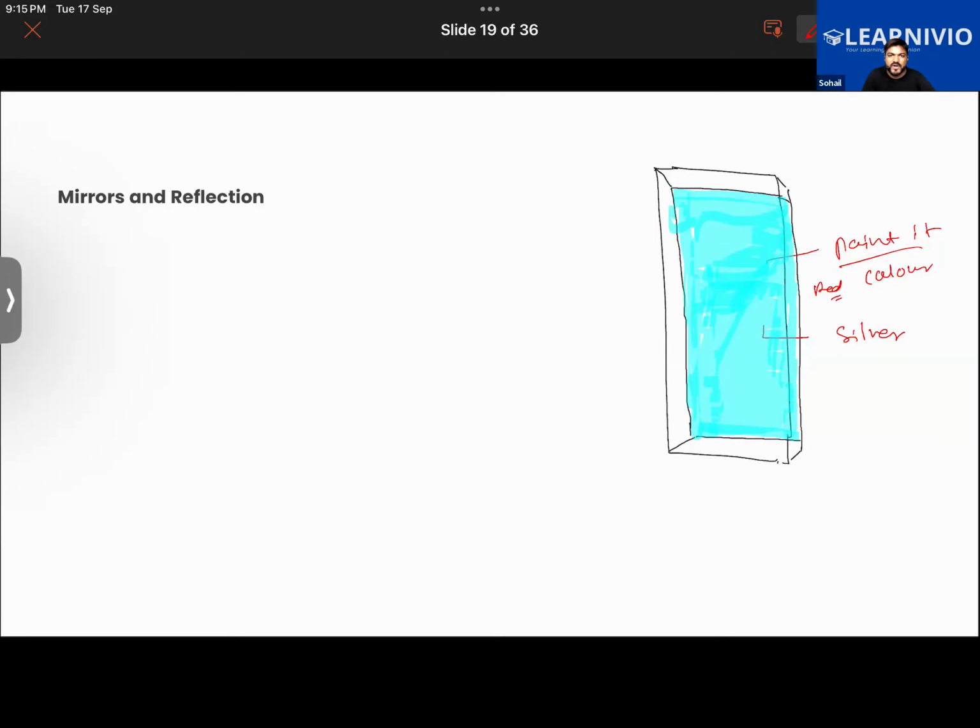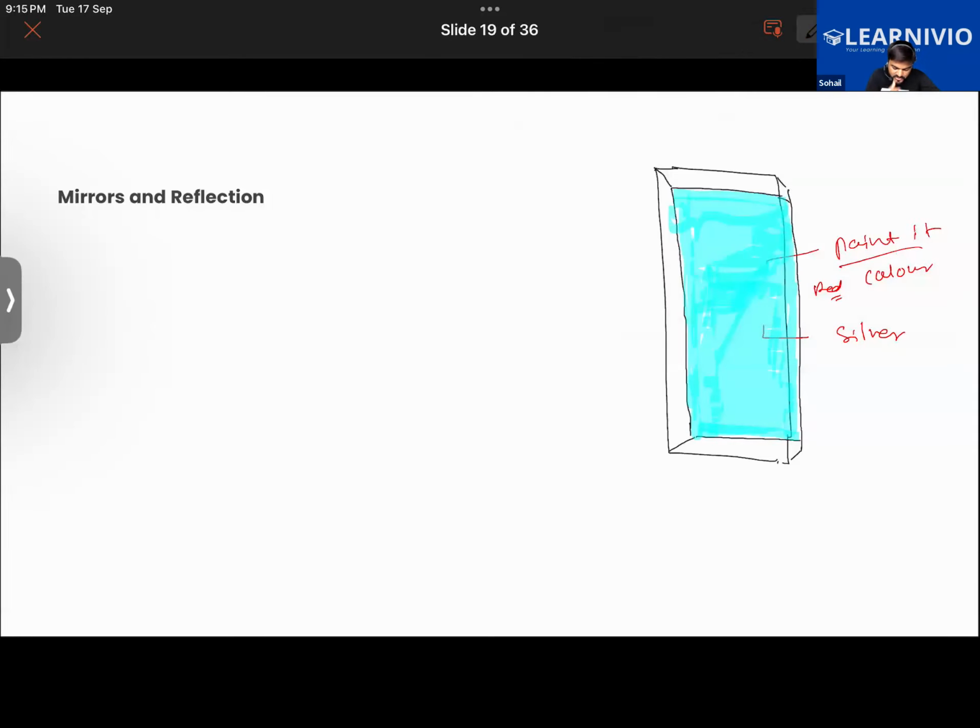Anyways, so what did we learn about mirrors? We have learned that a mirror is a flat surface of glass, and at the back of the mirror we apply a coating of silver or another material, but that should be a good reflector of light. That is how we define a mirror.